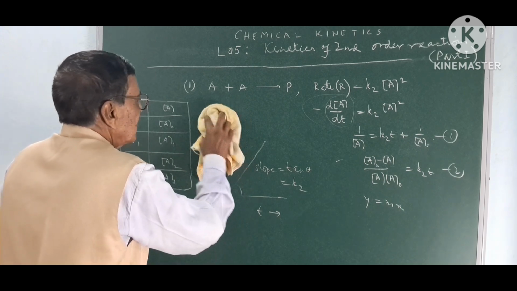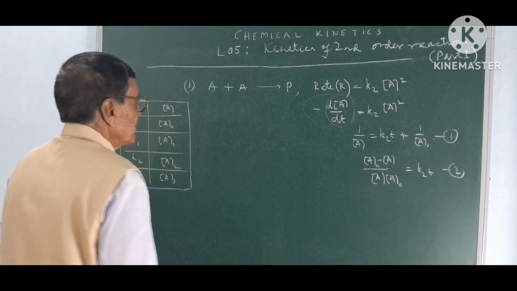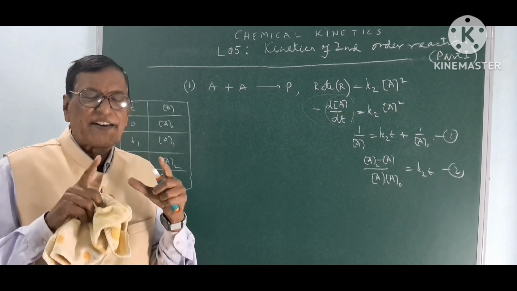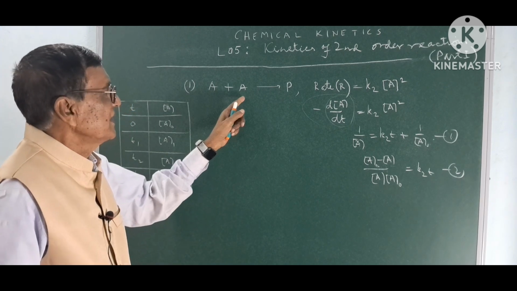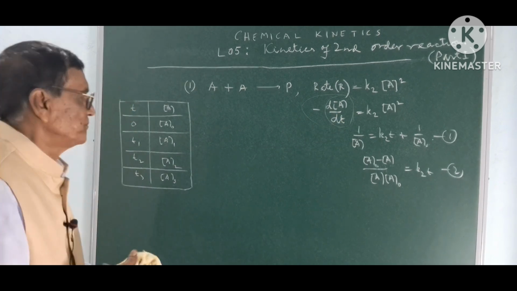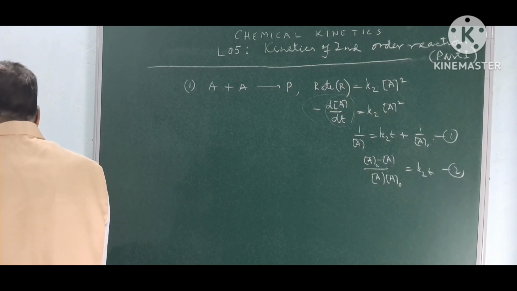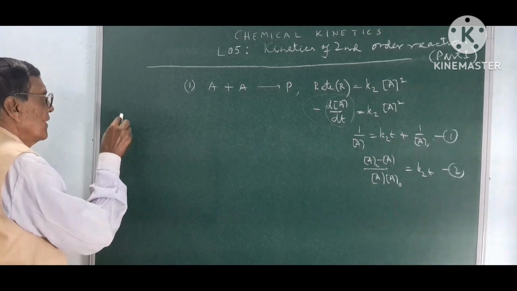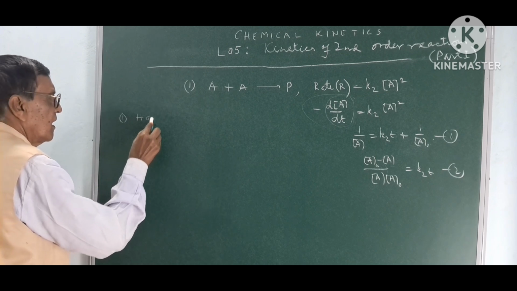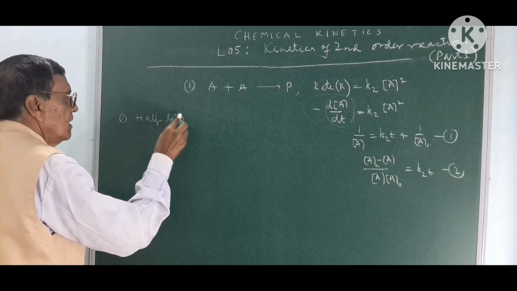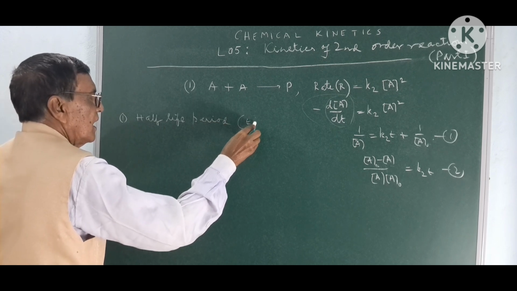Now I would like to explain some salient features or characteristic features of second order reactions, if the reaction is A plus A giving the product P. First salient feature, number 1, half-life period. Half-life period of second order reaction, say T half.